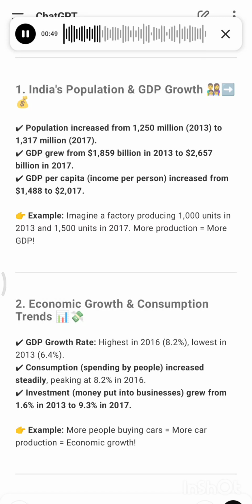2. Economic growth and consumption trends. GDP growth rate. Highest in 2016, 8.2%, lowest in 2013, 6.4%. Consumption spending by people increased steadily, peaking at 8.2% in 2016. Investment, money put into businesses, grew from 1.6% in 2013 to 9.3% in 2017. Example: more people buying cars equals more car production, economic growth.